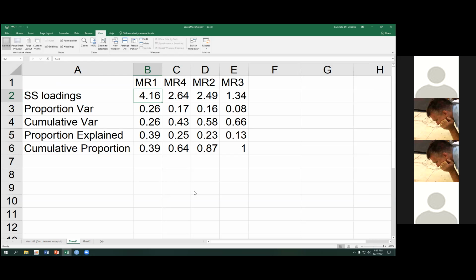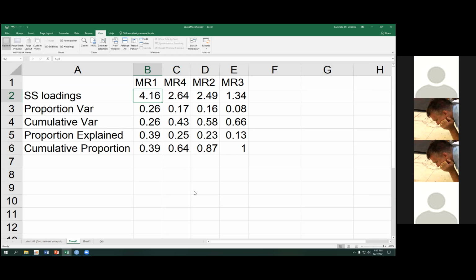Eigen, E-I-G-E-N, V-A-L-U-E, eigenvalue. Sure, E-I-G-E-N, V-A-L-U-E.